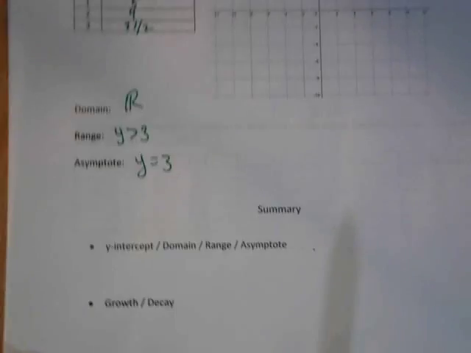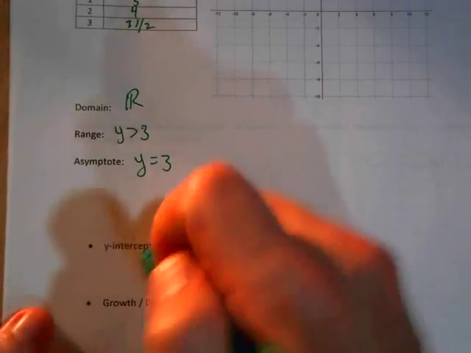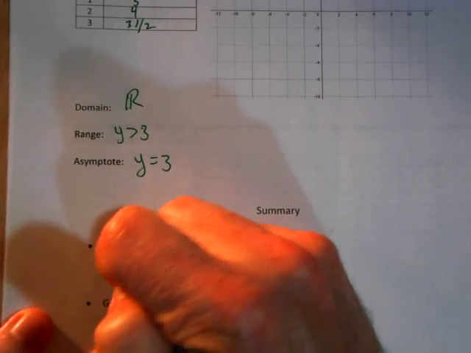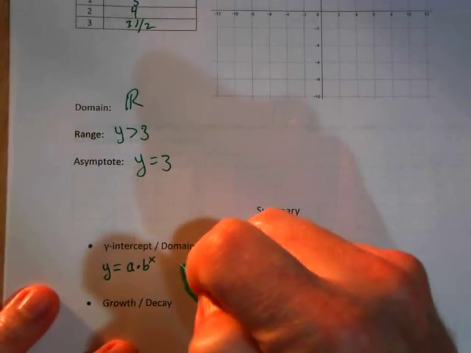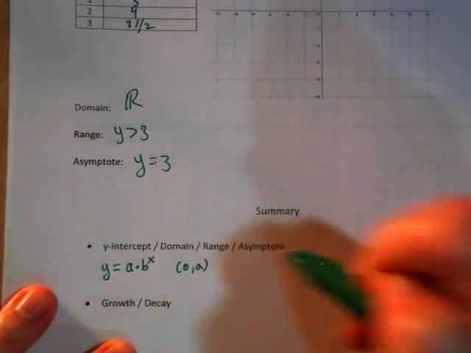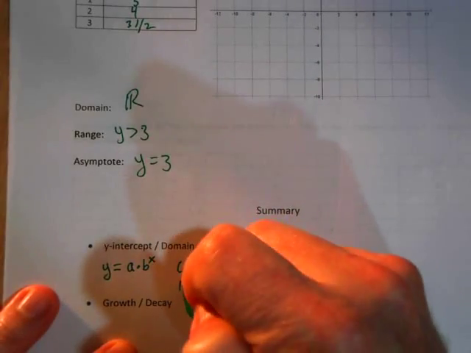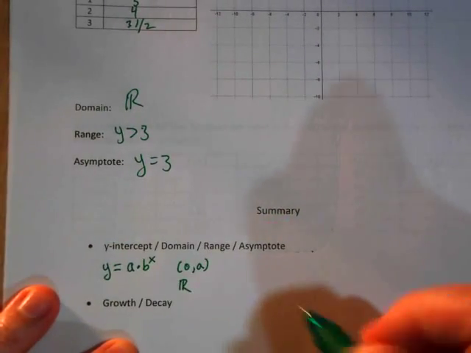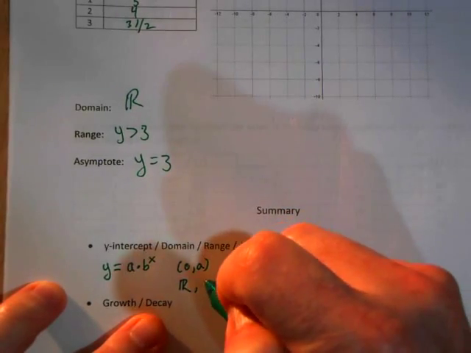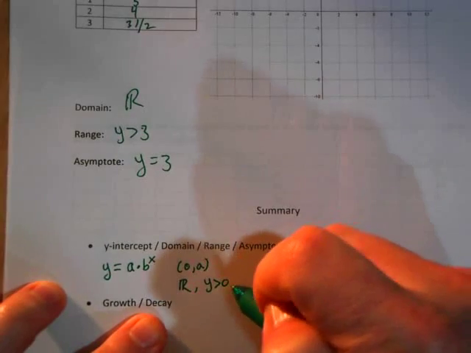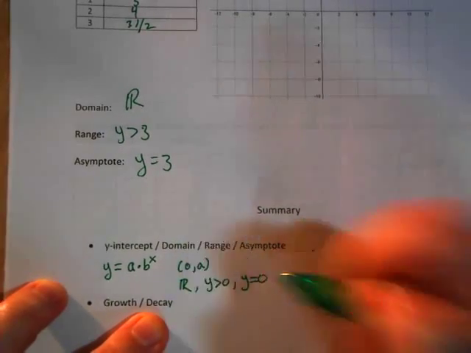Alright, so summary of what we've seen. If you have y equals a times b to the x, your y-intercept will be 0, a. Your domain will be all real numbers. Your range will be positive numbers. And your asymptote will be 0.